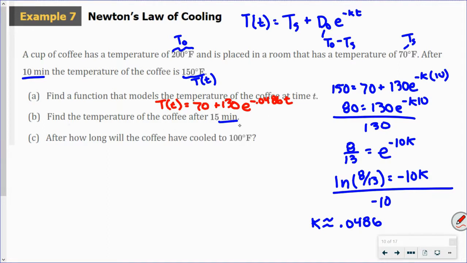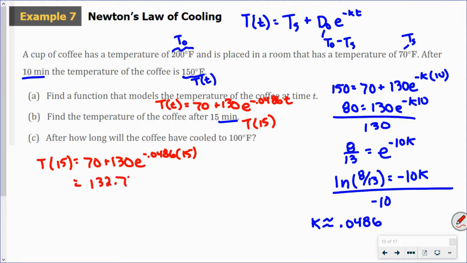So find the temperature after 15 minutes. So we need T of 15. So T of 15 is going to equal 70 plus 130 e to the minus 0.0486 times 15. We just put that into the calculator just like it is. e to the negative 0.0486 times 15. We get 132.71 degrees Fahrenheit. Okay, so we're looking for a temperature there.